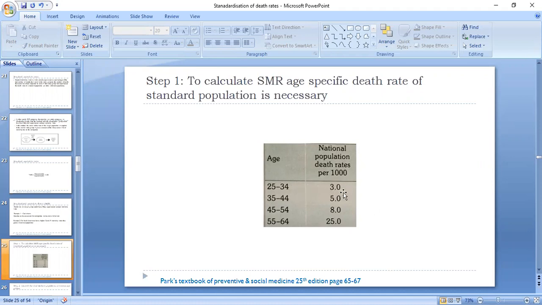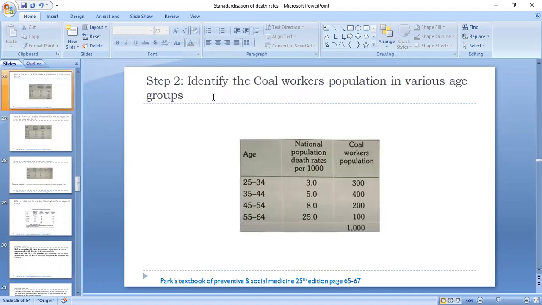It is available already. So the second step is to identify the coal workers population in various age groups. We can find that in the 25 to 34 age group, there are 300 coal workers.